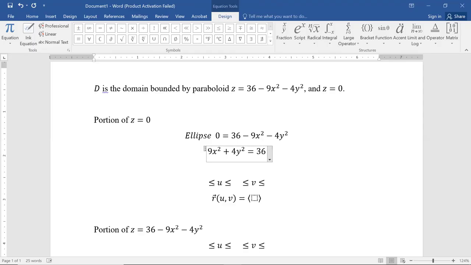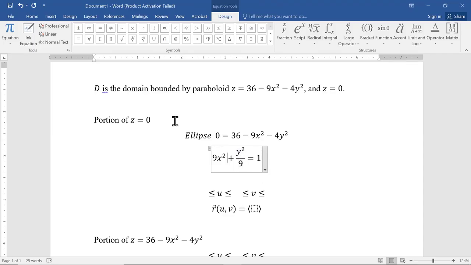And then if you wanted to see it in the way we saw a standard version of the ellipse, just divide both sides by 36. If you do 4 divided by 36, you get y over 9. 9 divided by 36, we get 1/4. So that's the ellipse we're talking about, okay?